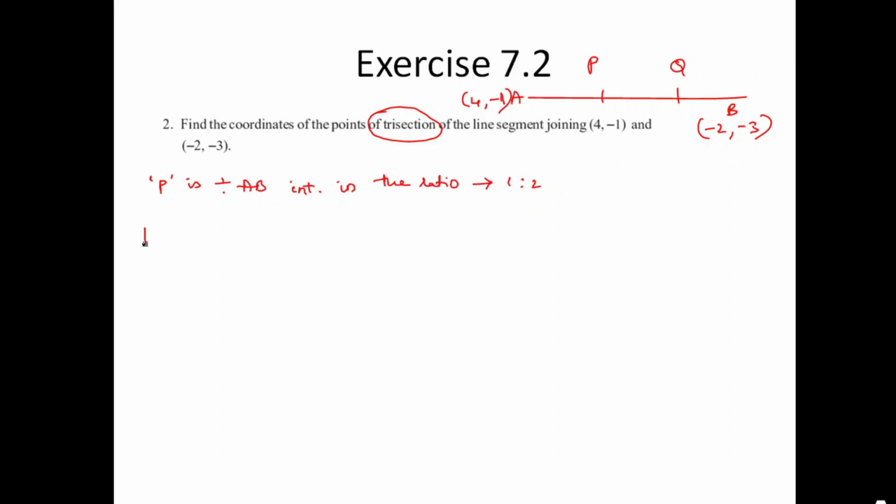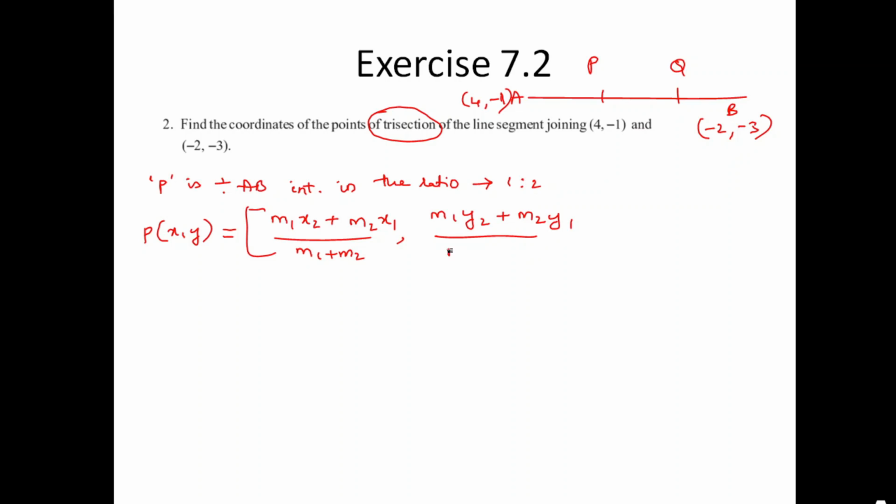Then you will have the value of P of x comma y equivalent to, as I said in the earlier formula, m1 into x2 plus m2 into x1 by m1 plus m2 comma m1 into y2 plus m2 into y1 by m1 plus m2, as said earlier. Similarly, in the next step I will be substituting it directly. So let me substitute the values over here.